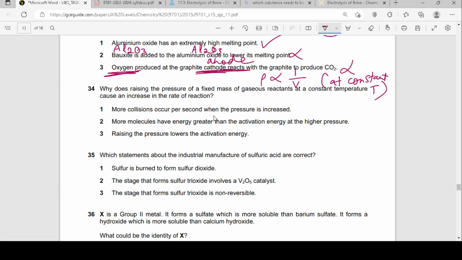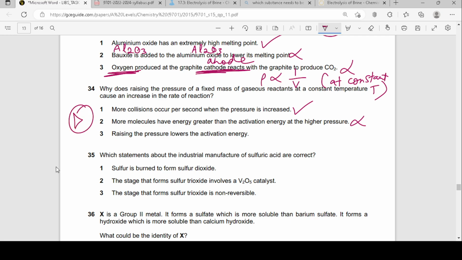More collisions occur per second when the pressure is increased. That's right, because if your pressure is increased, then your volume is decreased, right? So the particles are much closer to each other, which means they collide more frequently. So there's more chance of them meeting, basically. Now, more molecules have energy greater than the activation energy at the higher pressure. That's wrong because your temperature is constant, and also you don't have a catalyst or anything that they're mentioning. So pressure has nothing to do with molecules having greater energy than activation energy. That's wrong, which immediately means our answer is D basically.